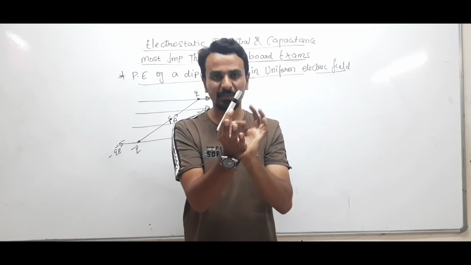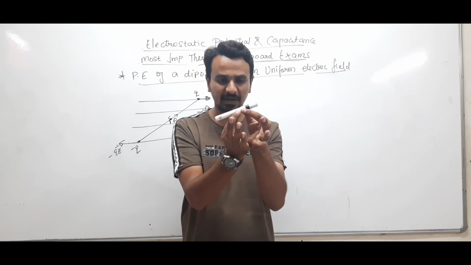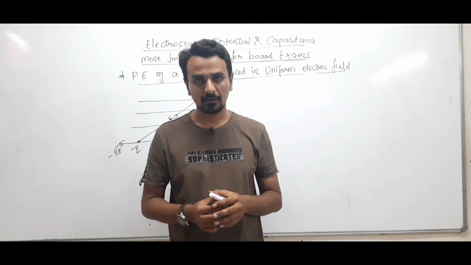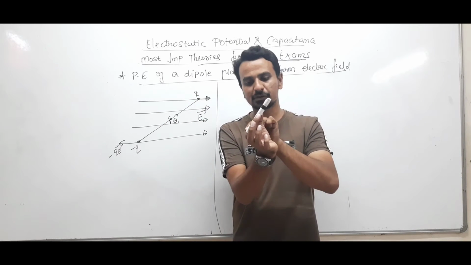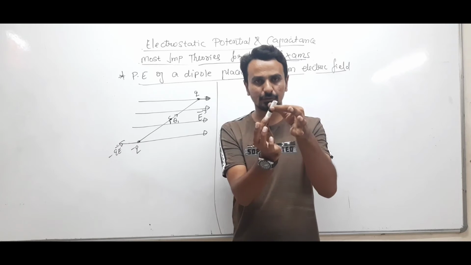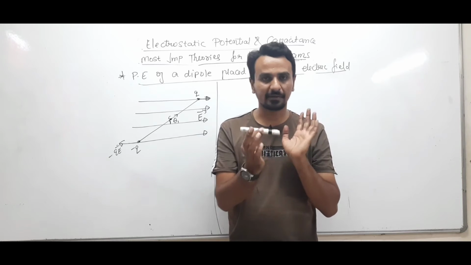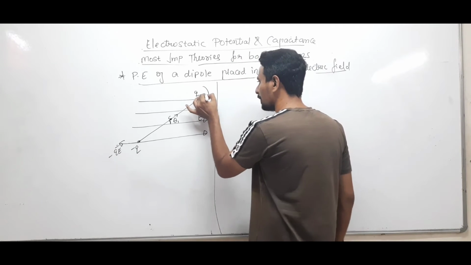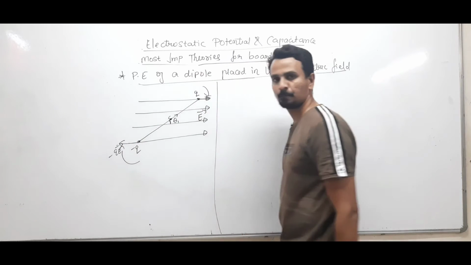That means a torque will be acting on the dipole, which will try to rotate the dipole this way, until the dipole becomes parallel to the uniform electric field. Clear? A force QE is applied from this side, a force of minus QE is applied on this side. This is the center of the dipole, so the dipole is going to rotate this way until it gets parallel to the electric field. So this is the torque acting on the dipole. It will try to rotate the dipole this way.